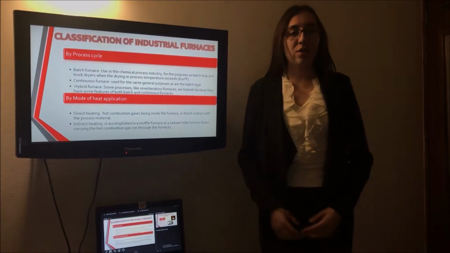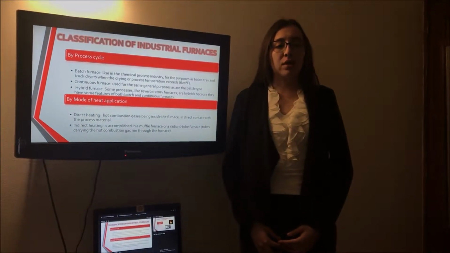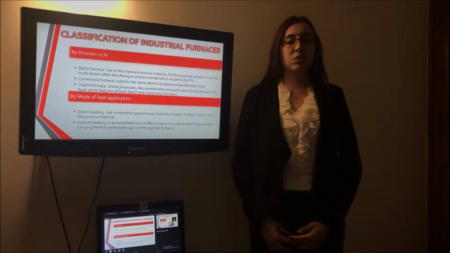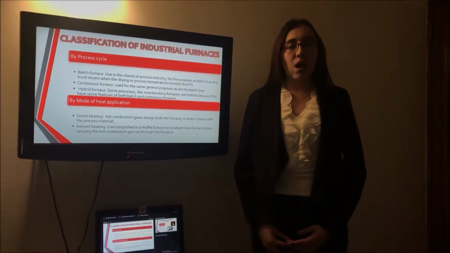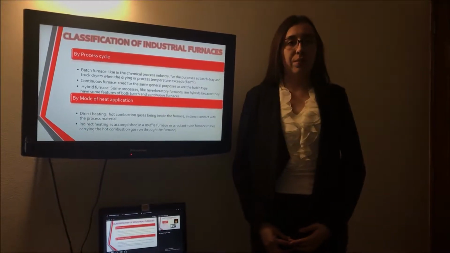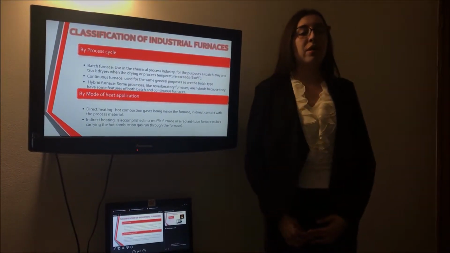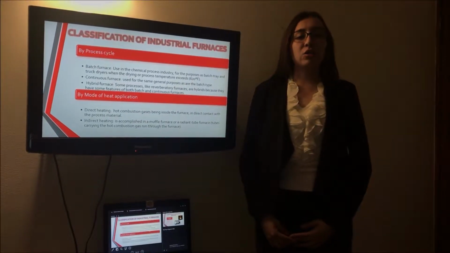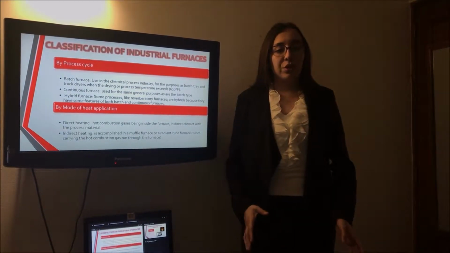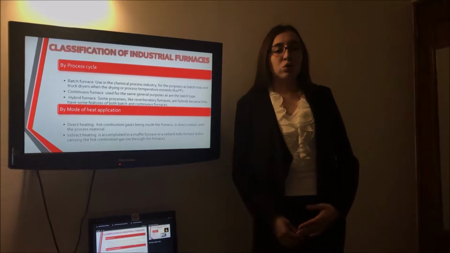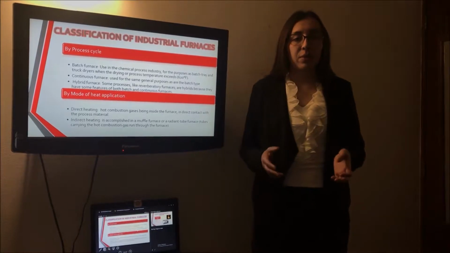By process cycle: batch furnace, used in the chemical process industry for purposes such as batch dryers, and true dryers when the drying or process temperature exceeds 620 Fahrenheit degrees. Next, continuous furnace, used for the same general purpose as the batch type. Some processes, like the reverberatory furnace, are hybrids because they have some features of both batch and continuous furnaces.